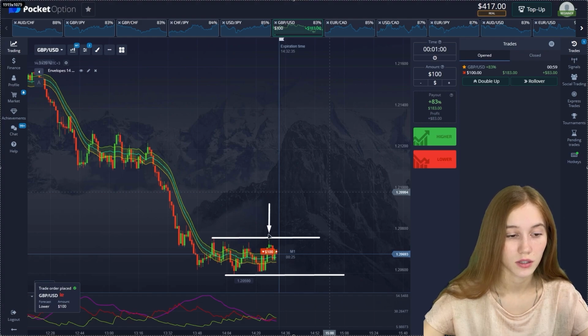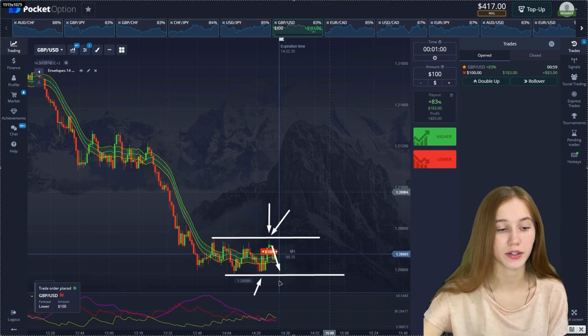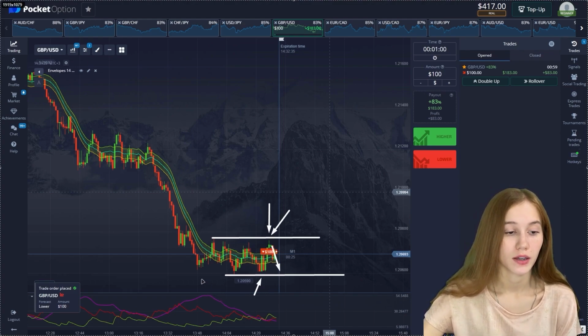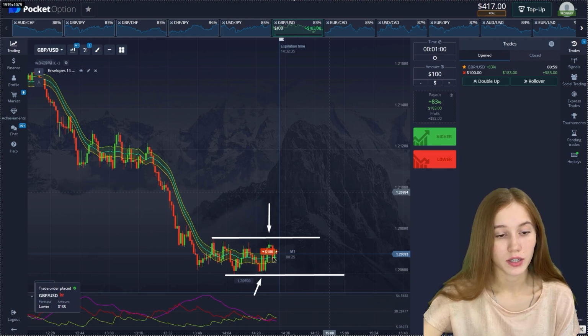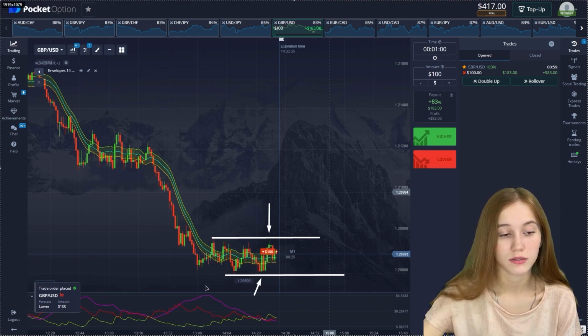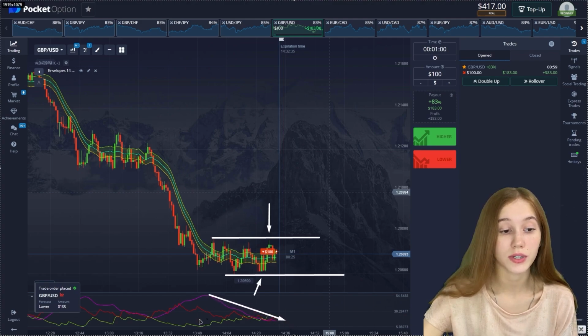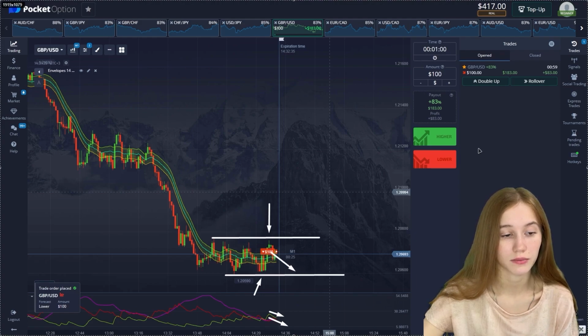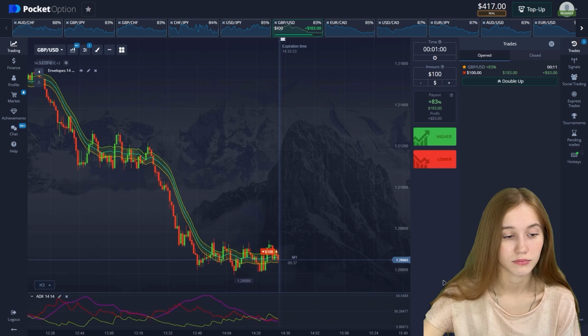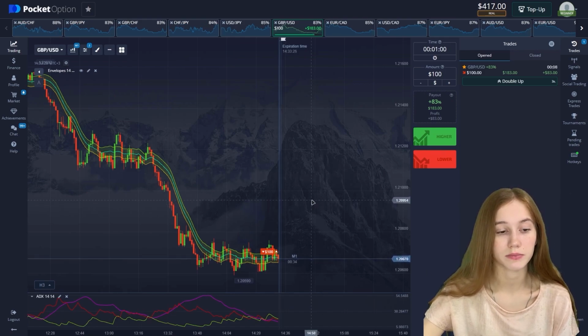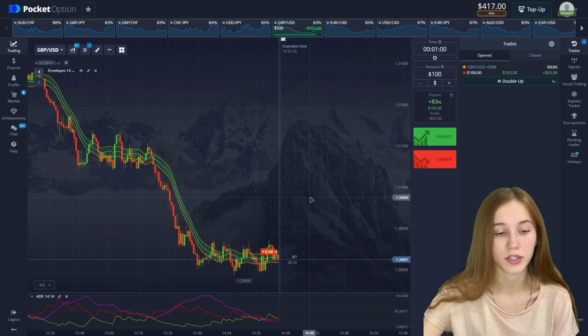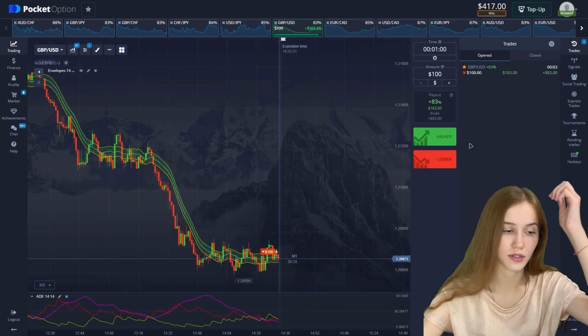So that's okay. We see our first indicator, boundaries, and the purple line shows that, yeah, this line is decreasing. That's why we opened down. And the seconds, yeah, 3 seconds left, and yeah, we're in the black. Profit is $183. And let's move on.